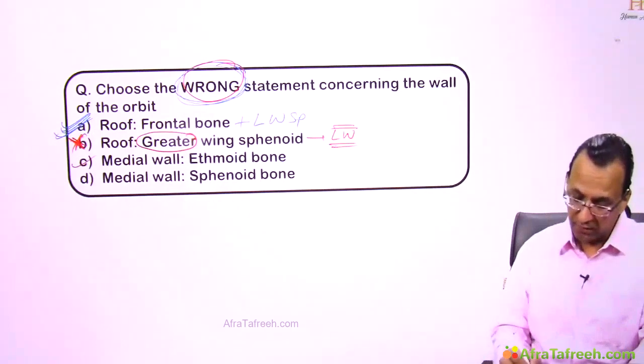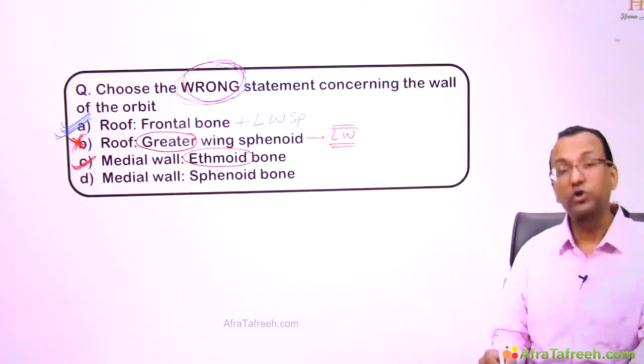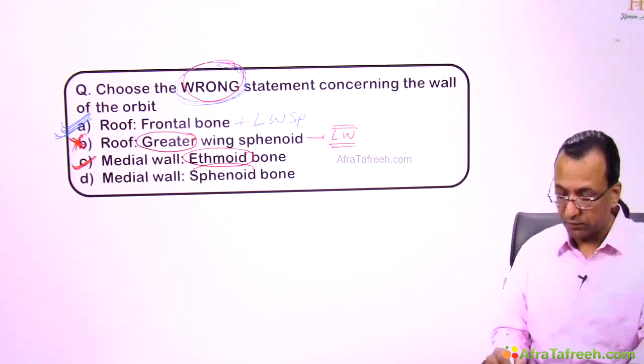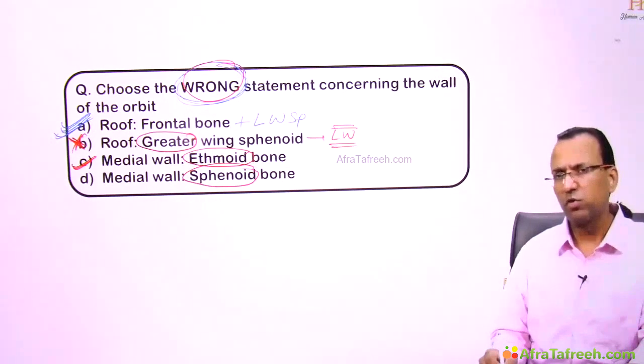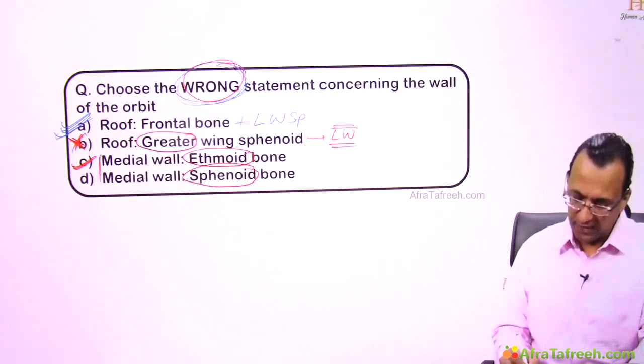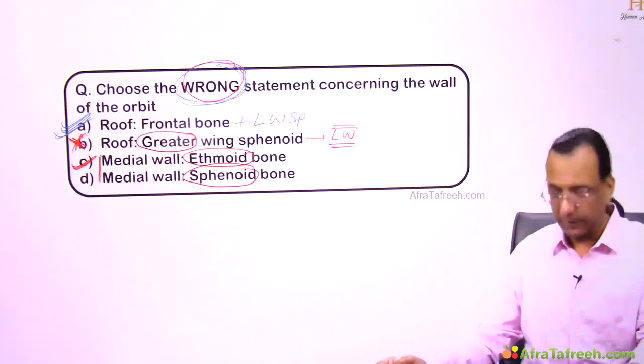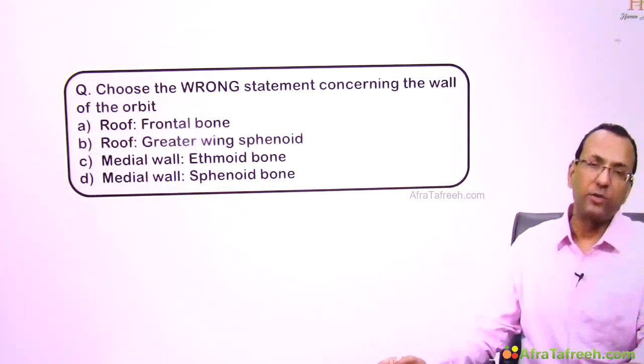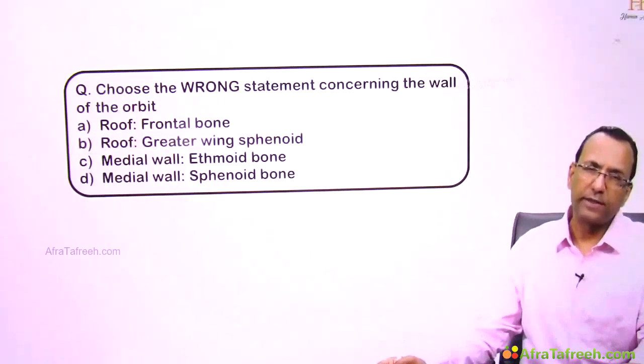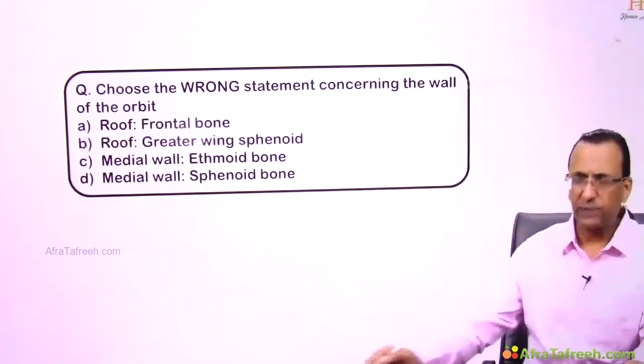Then you mean to say medial wall is ethmoid bone? Of course, not only ethmoid, but also body of sphenoid. And one more. Who is that? The lacrimal bone, maxilla bone. So medial wall is okay? Yes. The only problem is here. So we'll keep this answer, because roof is not greater wing. It is lesser wing. Greater wing is lateral wall of orbit. Some orientation you need.